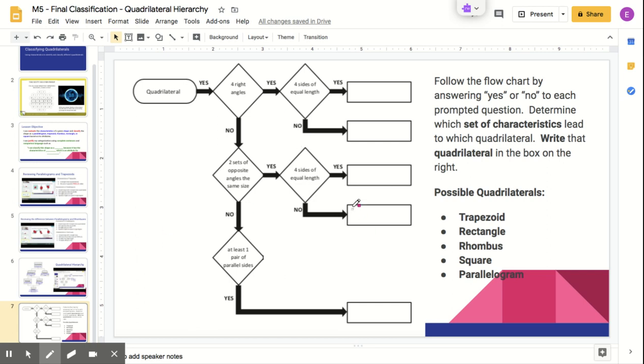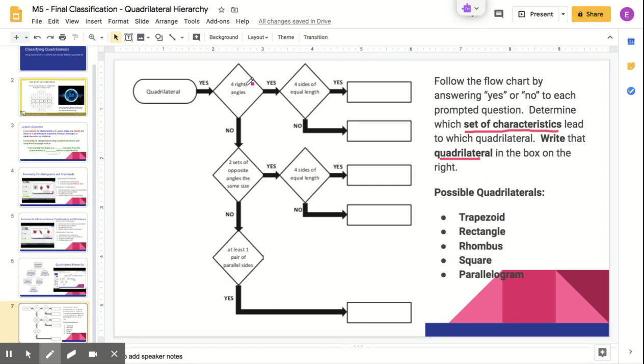So you guys were asked to look at this flow chart. And you were asked to look at whether you're going to answer yes or no to each of the characteristics. Now, we had to determine what type of quadrilateral it was based on the characteristics given, and then write that in the box off to the side. So let's review.